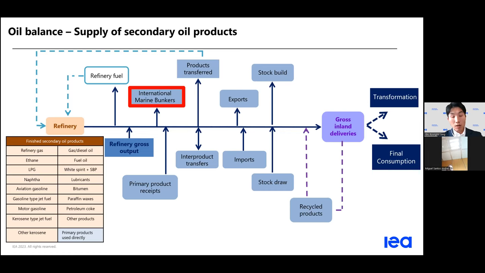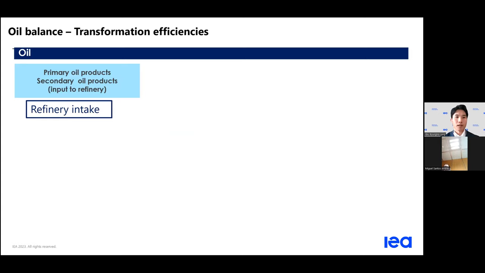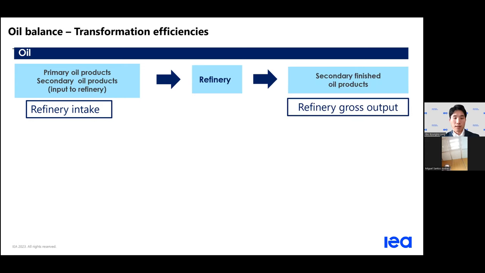And we also report international marine bunkers here, and trade and stock build and stock draw. So since we cover the supply of the oil, primary oil and secondary oil products, it is very key to understand the refinery process. And using the data reported in the oil questionnaire, we can have a very important parameter, which is refinery efficiency, to validate if the data is reasonable or not.